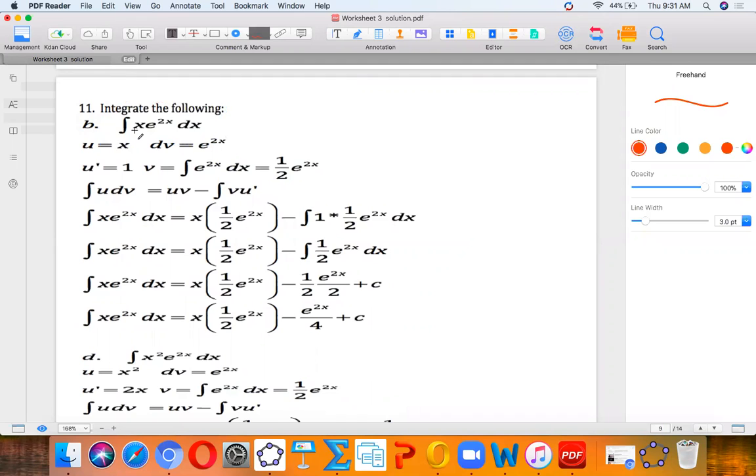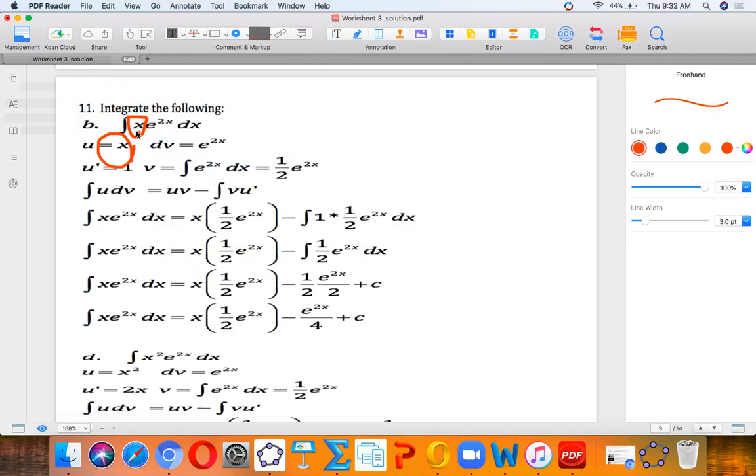We always assign the simpler one to be u. How do we know which is the simpler one? It's the one that when I differentiate, eventually I'll arrive at a constant. A constant meaning a number. So here we assign u to be x and dv to be e to the 2x.